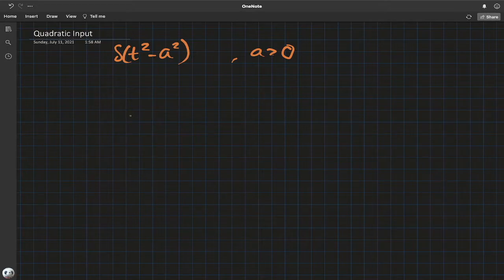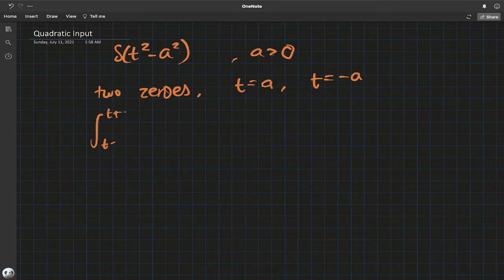So this thing has two zeros. One's at t equals a and the other is at t equals negative a. So we need to break apart those two points, because everywhere else the integral will be 0. Integral from t minus to t plus dt, f of t, delta of t squared minus a squared.